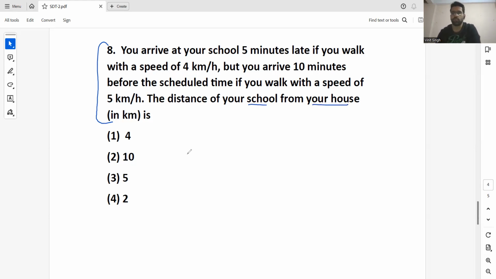In this type of question, you will remember the formula: Distance is equal to S1 into S2 upon S1 minus S2, into time. If the time is given in minutes, divide it by 60. If the time is given in hours, no need to divide it by 60. Clear?